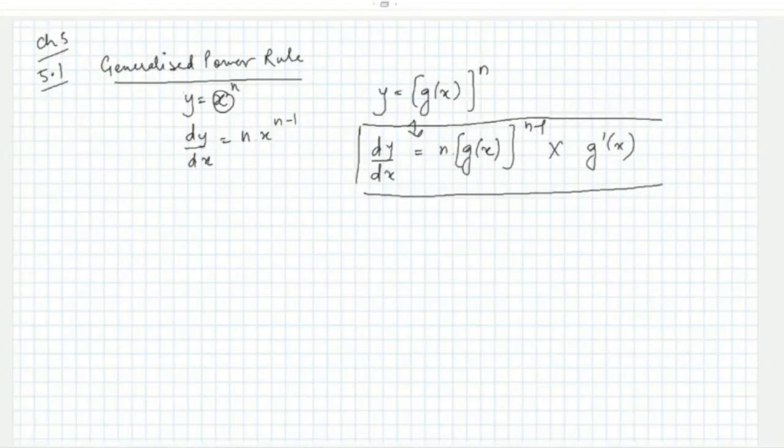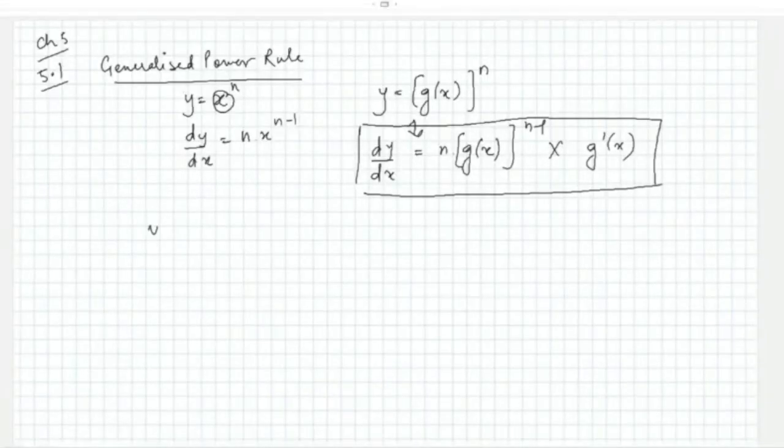Instead of x, if you have y as some function g(x) raised to the power n, and you have to take the derivative of y with respect to x, then you will apply the power rule to g(x) and then multiply this with the first derivative of g(x).